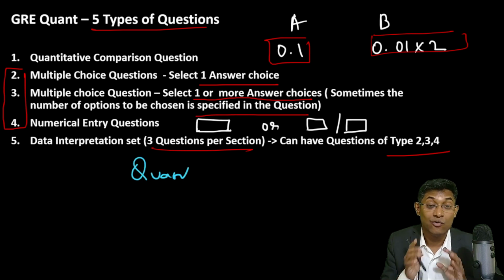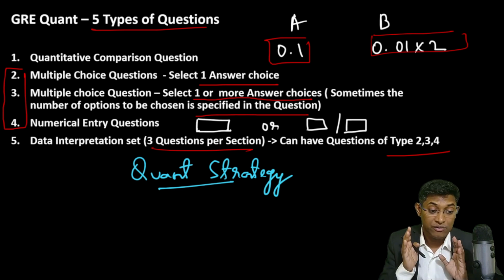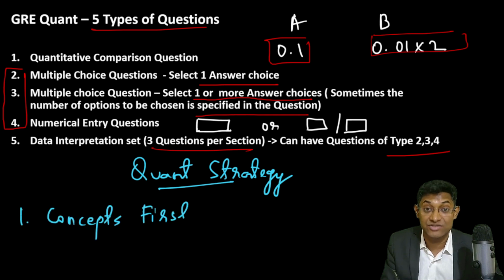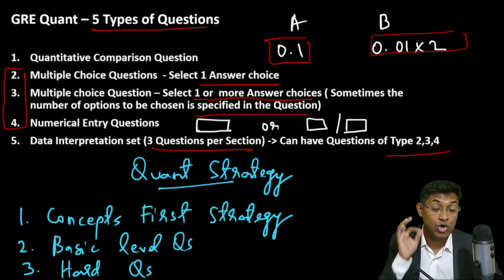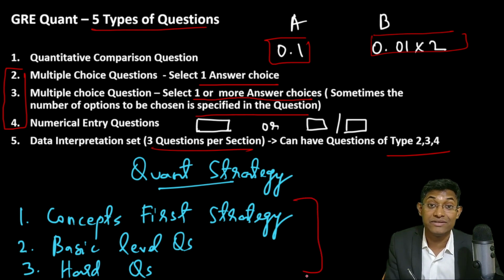Now let's discuss what strategy you should be using to get a top percentile score for the GRE. Ensure that you have a concepts first strategy and that you build rock solid fundamentals first. After that, go ahead and solve basic level questions, and then move ahead and also be able to solve hard questions. This is the approach that we will be taking in this course, and this course will help you reach your dream GRE score.